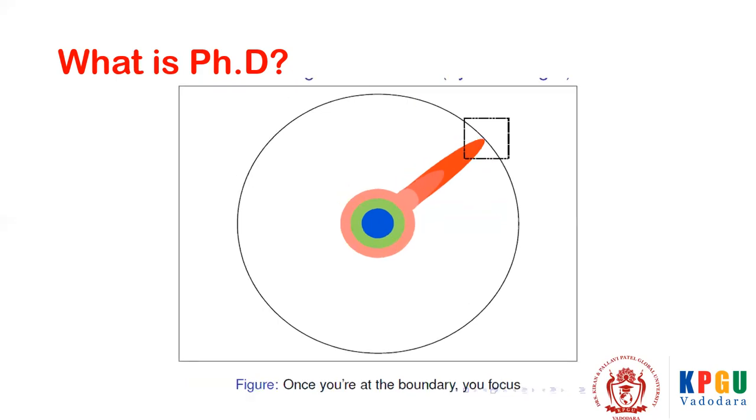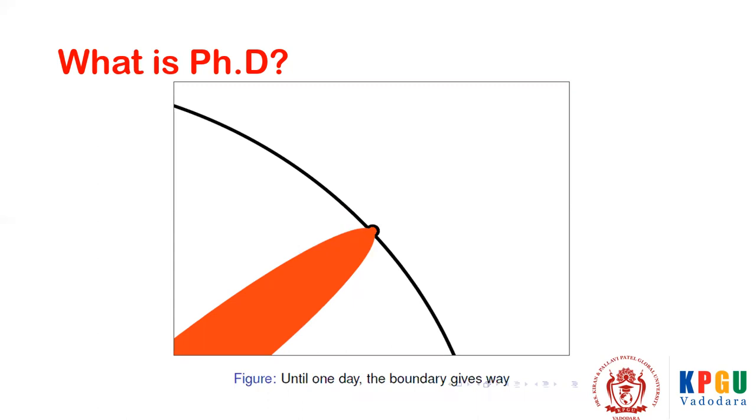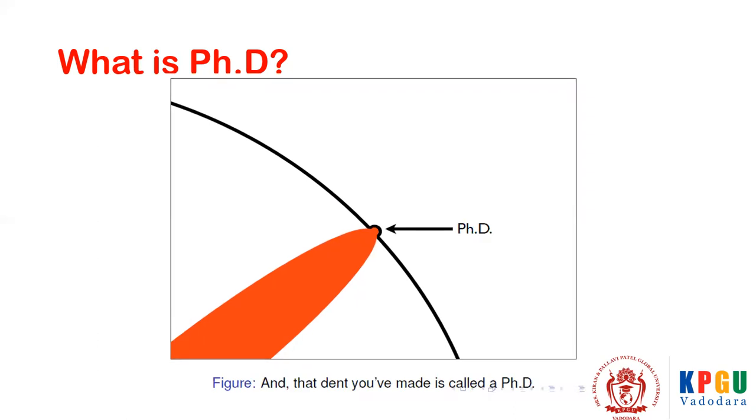Now, I'm zooming into this particular area. This is called the boundary of knowledge. You can see this is what you have come to once you've read all the latest papers, that this much is already available knowledge. And now you are supposed to push this boundary. When you are able to push this boundary, new knowledge is created. And that's your PhD, right?